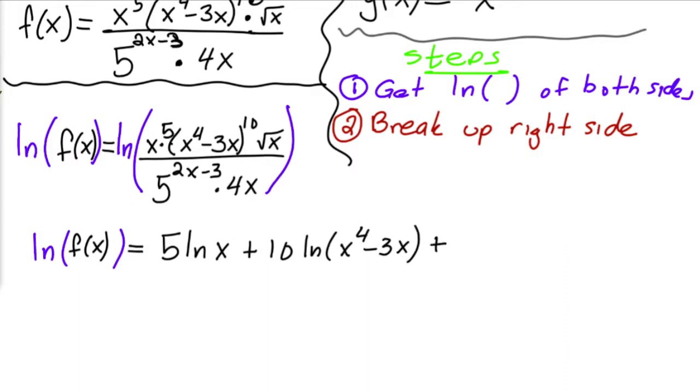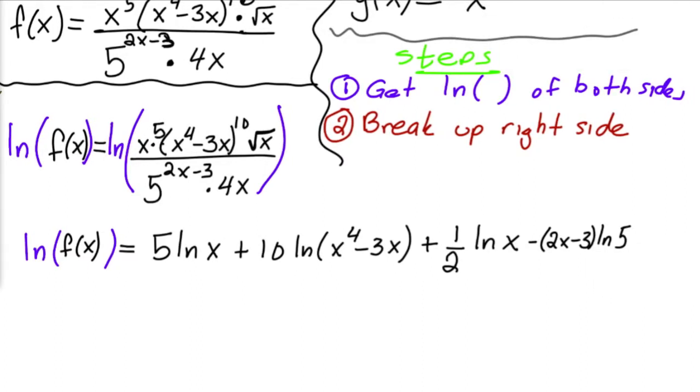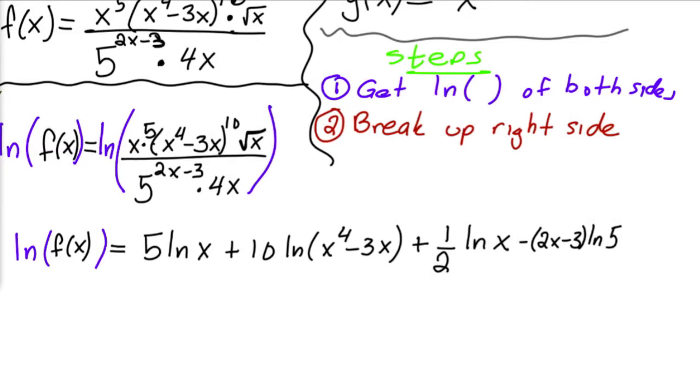And then plus, now remember square root of x, this is the same as x to the 1/2. So this is going to be 1/2 natural log of x. Okay, and then these on the bottom are going to be minus (2x minus 3) natural log of 5. And I'm running out of room a little bit. Then minus natural log of 4x. Okay.